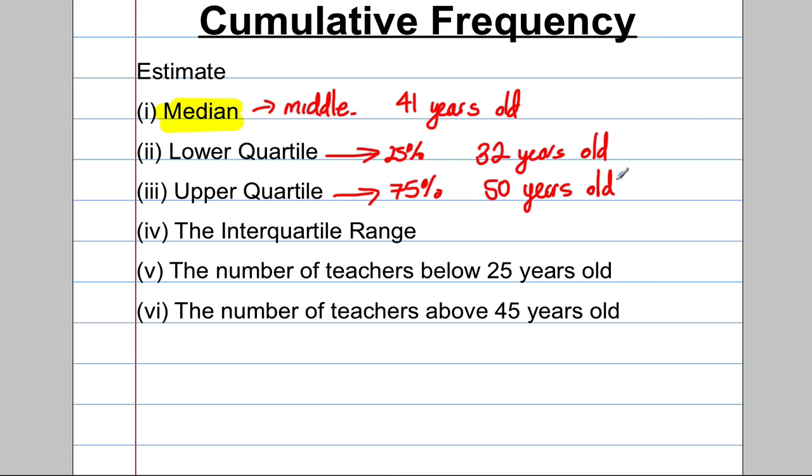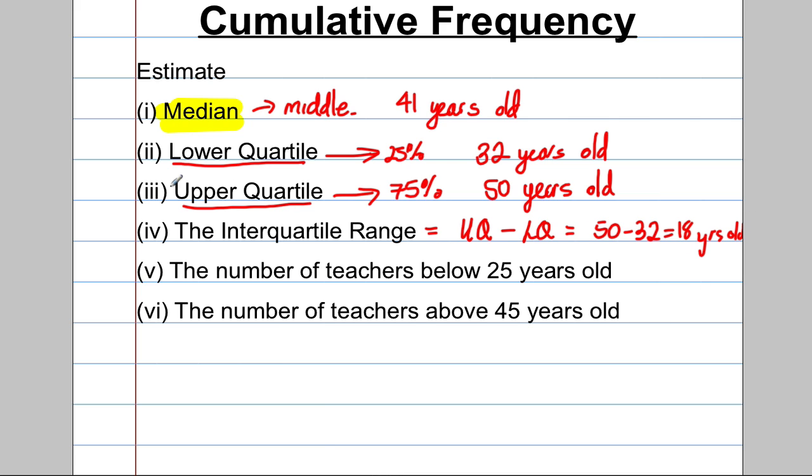Now, what's the interquartile range? You should have seen this on a previous video, and you will see it more on box plots coming up in the following video, but the interquartile range is defined to be the upper quartile, which I'll call UQ, take away the lower quartile, which I'll call LQ. So it's the answer for 50 years old, take away 32. So it's 50 subtract 32, which is equal to 18 years old.